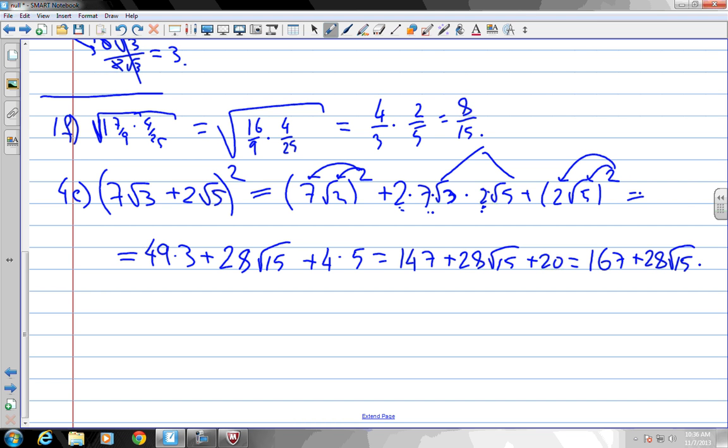So again, this shows you if you take an ugly number like that and you simply square it, you end up with another ugly number. So that goes to rationalize the denominator. If that was in the denominator, instead of squaring it, you would multiply by the conjugate. And you'll just end up with 147 minus 20, which is no radicals left.